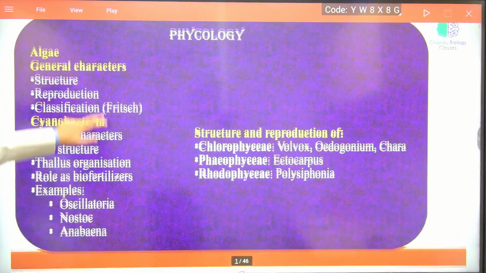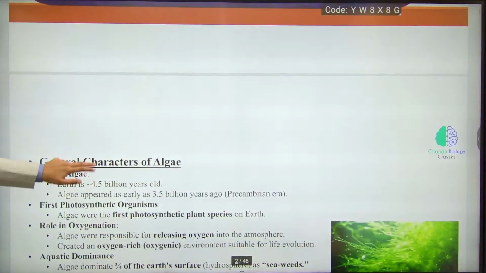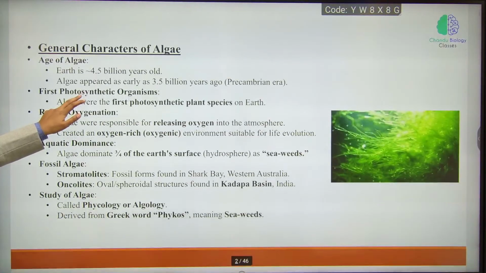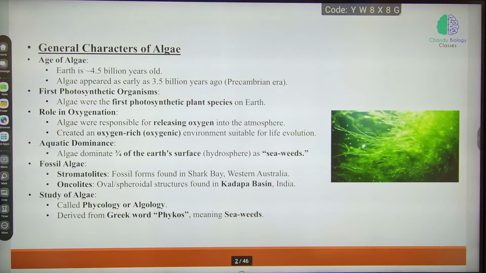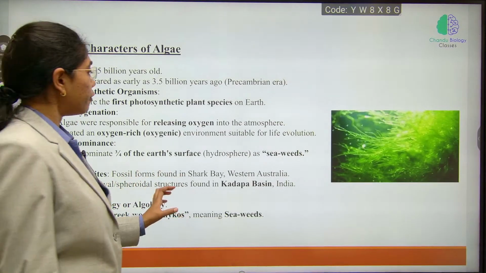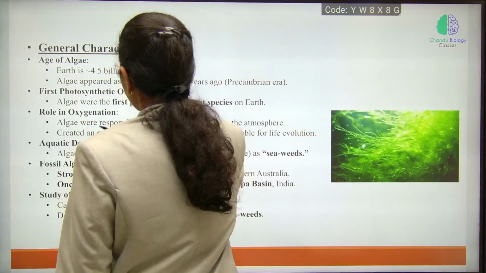Clear, right? Now, first look into the general characteristics of algae. Algae are known as primitive plants. Okay, these are primitive plants.